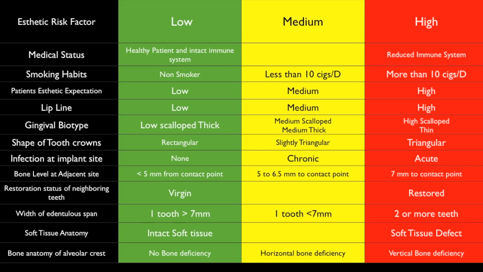If the patient, for example, is a low risk in the aesthetic risk factor, you could go with the more advanced and more pushed therapeutics, more immediate loading, more pushing the envelope. Whereas if the patient is a high aesthetic risk factor, you probably want to go for a more conservative approach and stage your procedures and build up bone first, perhaps soft tissue later, to achieve optimal aesthetic results.